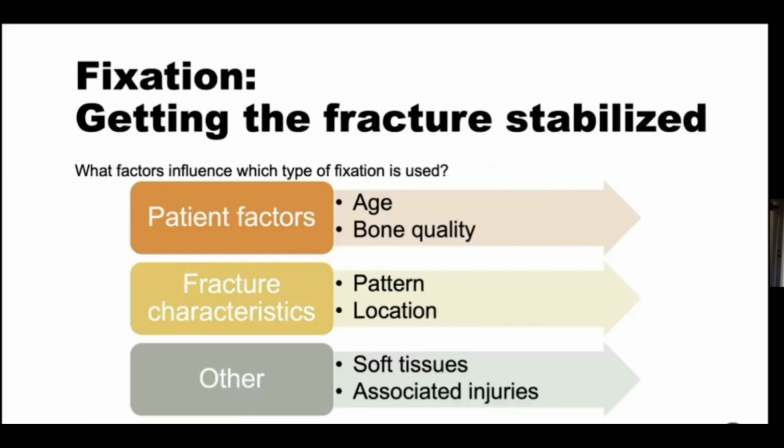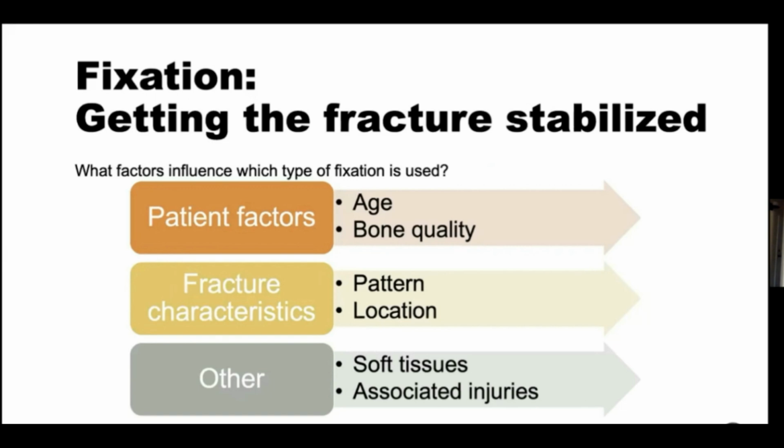The next pathway toward bone healing is the fixation pathway. And this answers the question of how do you get the fracture stabilized? And I want to talk about a couple different things. The first thing is to help you understand that there are many factors that influence what kind of fixation we use to impart stability at the fracture site.